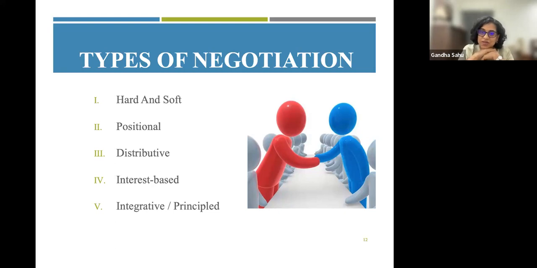Then there's interest-based, which is, we'll first understand what interest means, and then understand what interest-based negotiation is, and integrative or principled negotiation. So basically, interest-based and integrative and principled negotiation is what we try to focus on in mediation. The first three we use, but we use more of the last two, and we'll look at what that means in the next slides.